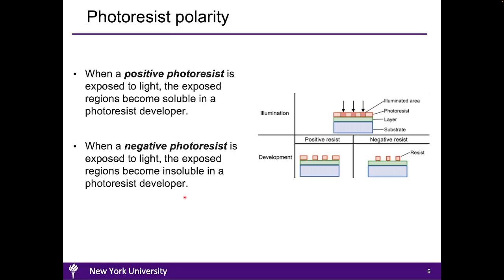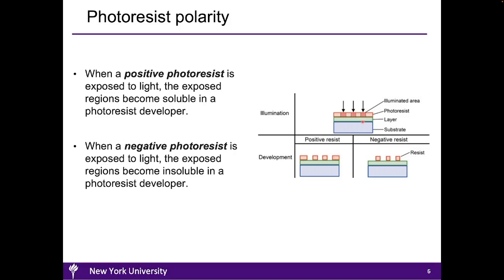Photoresists are commonly categorized based on their polarity as positive and negative photoresists. The illustration here shows how the positive resist and the negative resist behave upon exposure. Specifically, positive polarity refers to a type of resist where the exposed regions, indicated with arrows, become soluble in the photoresist developer. Therefore, after developing, the exposed regions dissolve and the unexposed regions of the resist produce the copy of the photomask image on the wafer.